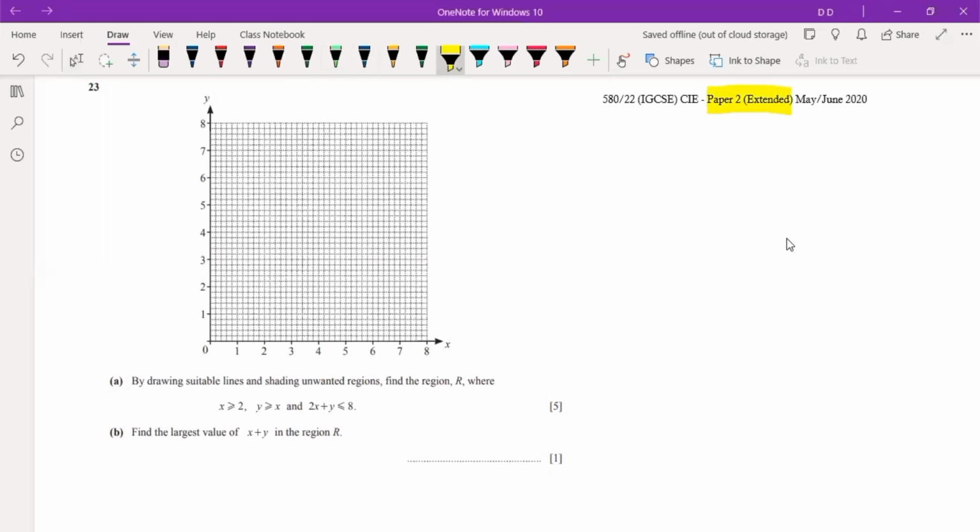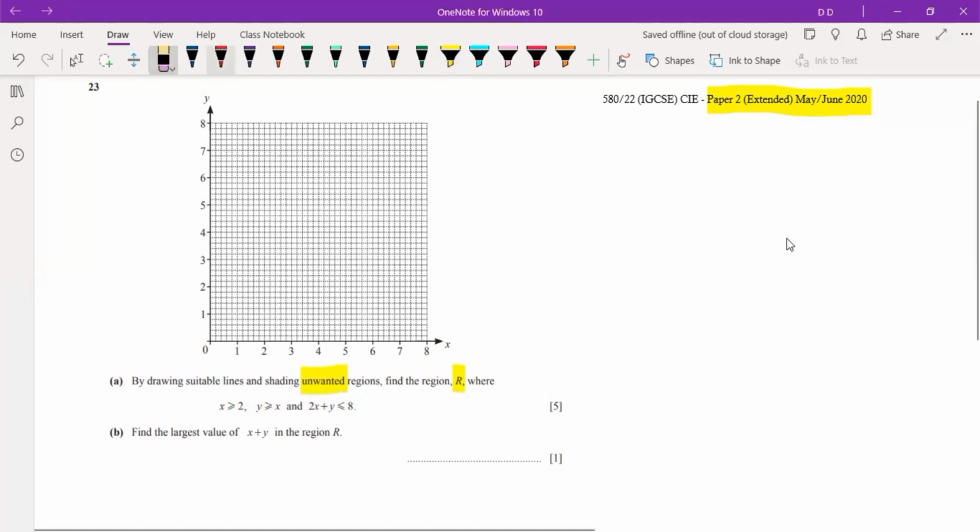Paper 2 extended, May June 2020. As we were understanding the concept of inequalities on graphs, let's have a little more exposure to such questions. This question says: by drawing suitable lines and shading unwanted regions, find region R where x is greater than or equal to 2, y is greater than or equal to x, and 2x plus y is less than or equal to 8. So we will start with equation number 1.